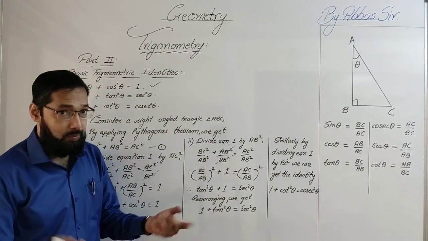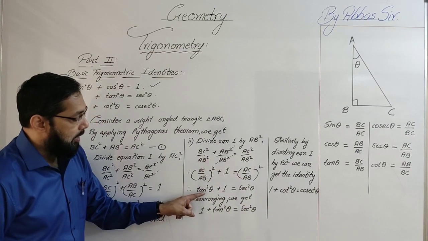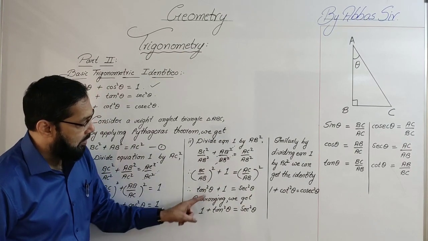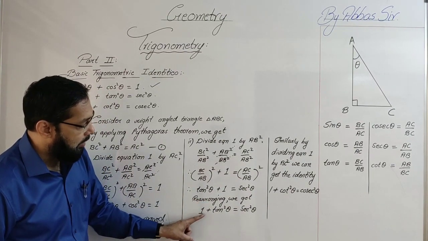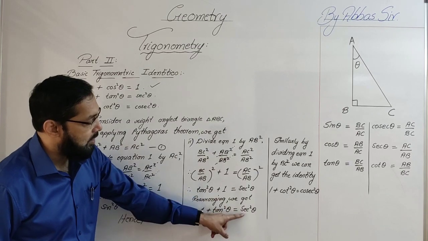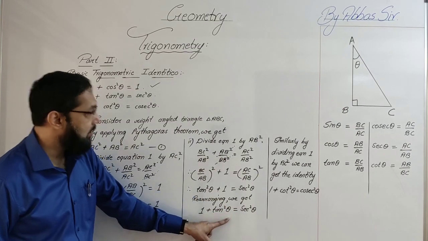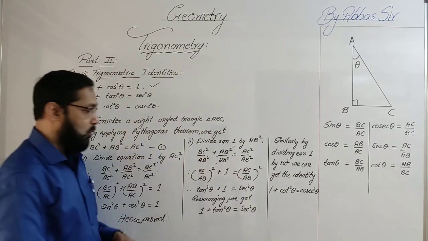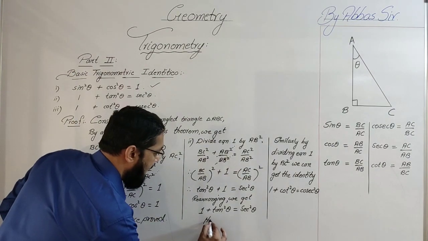Rearrange the terms as we require. Instead of writing tan square plus 1, we can write the same thing as 1 plus tan square theta, and sec square theta is as it is. Hence, the second identity is also proved. Therefore, we write down hence proved.